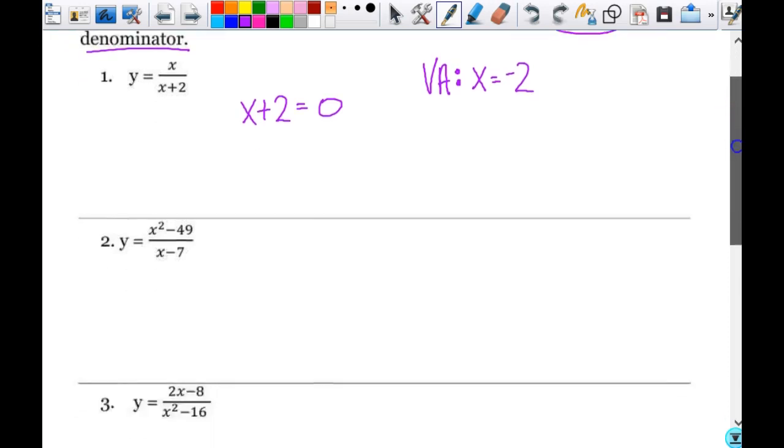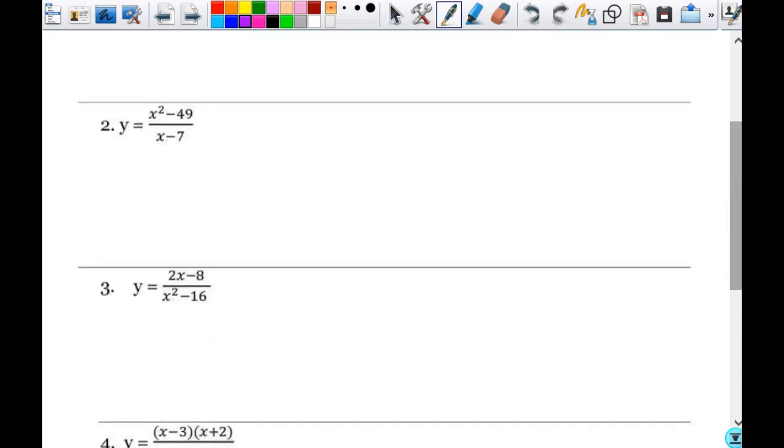All right. Let's look at number 2. What do I need to do here first? Factor. So y equals, what is the numerator factor to? Yeah, x minus 7 times x plus 7 all over x minus 7. So do I have a factor unique to the denominator? Unique. You know what unique means? It only lives in the denominator. So what can I do with these? Cancel them out, right? So do I have a vertical asymptote? No. So my vertical asymptote is none.